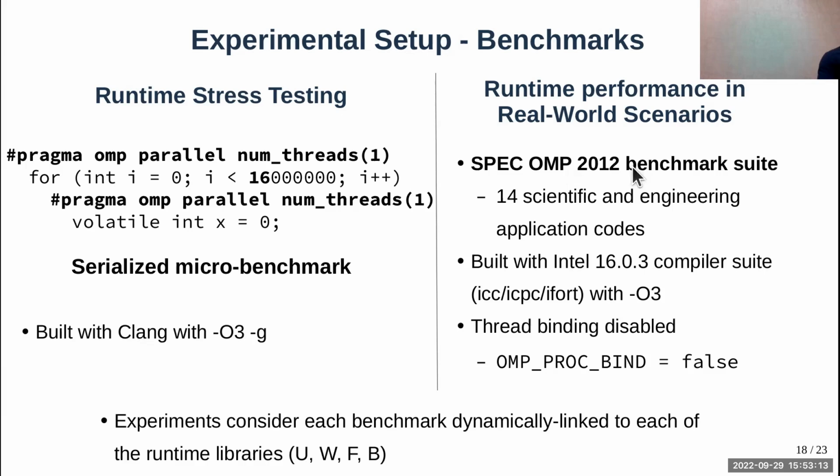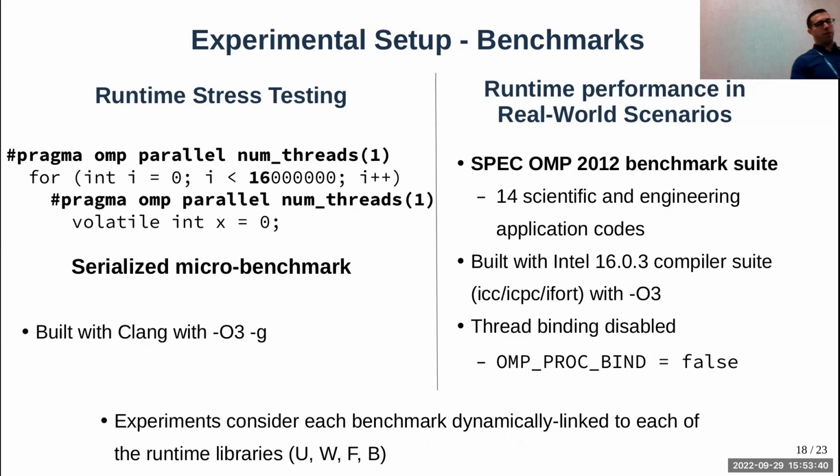We built it with Intel 16 because some of the benchmark uses Fortran, and we didn't have a Flang on that machine at that moment. And we disabled proc binding, thread binding, because we noticed that sometimes when we enable it, the performance got worse on the machine. The following experiments consider each benchmark dynamically linked to one of the runtime libraries.